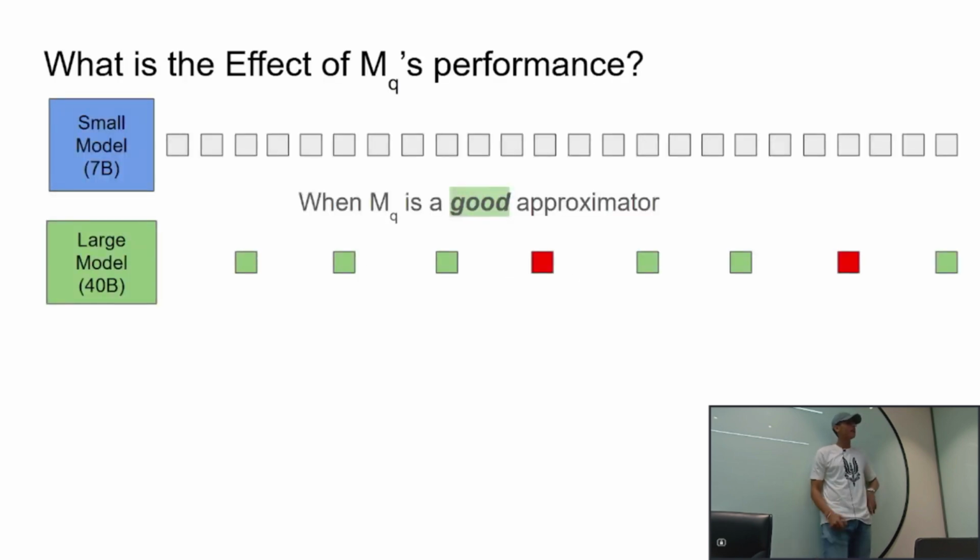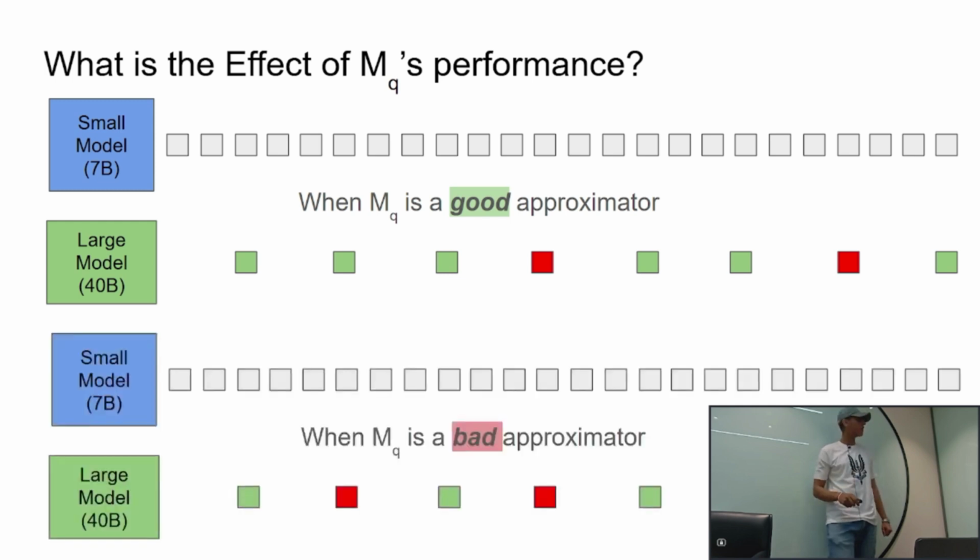So if MQ is a good approximator of the large model, you see that the total number of misses in validation by the large model are really less. That means ideally you are operating at the speed of the small model, except for a couple of places where you might miss. But if your small model is a bad approximator, you will be constantly moving back and forth between the small model and the large model, and that would invalidate all the potential speed gains that you will have.